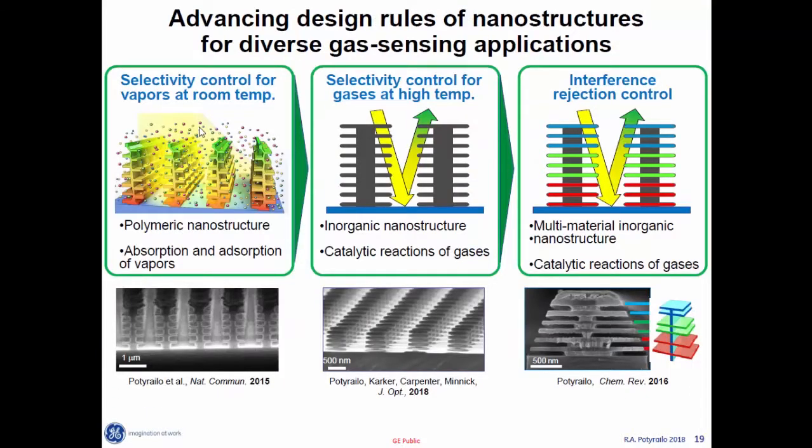We have learned after that how to design these structures to operate not only at room temperature, because we can make them as polymeric ones, but also at higher temperatures. That's our ongoing work with the Department of Energy, and we are using those design rules to make these types of structures. These days we have not only a single material in this horizontal lamella, but are making more and more different types of materials to enhance that selectivity as well.